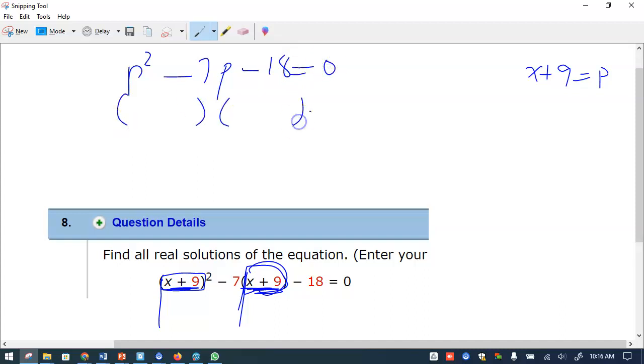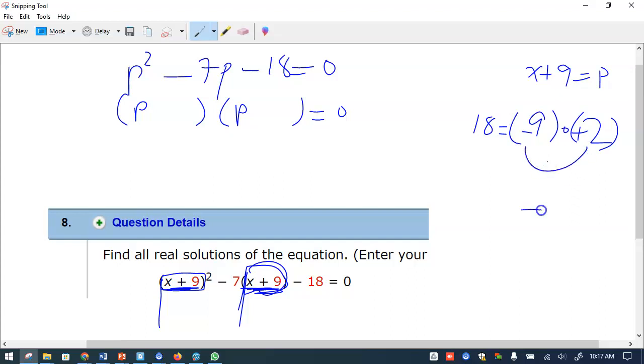We can factorize this, put p right here, and for 18 the best bet will be 9 and 2, and I would put minus and plus so that you get minus 7 there. So minus 9 and plus 2, and you can clearly see that minus 9 and plus 2 is minus 7. So I can put this minus 9 right here, and this plus 2, and then use the zero product property.